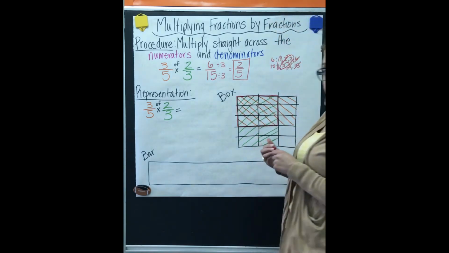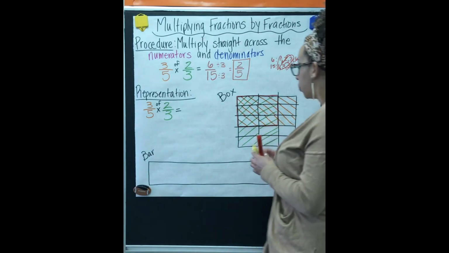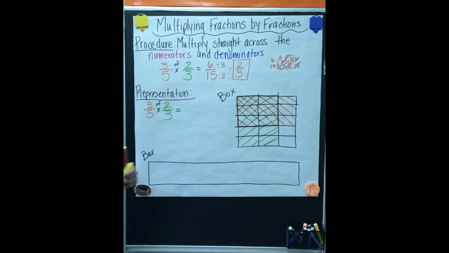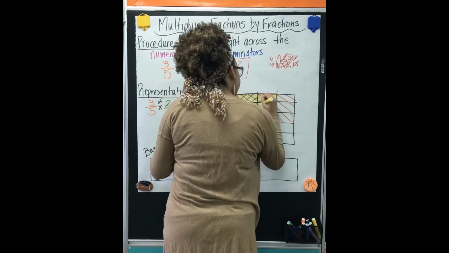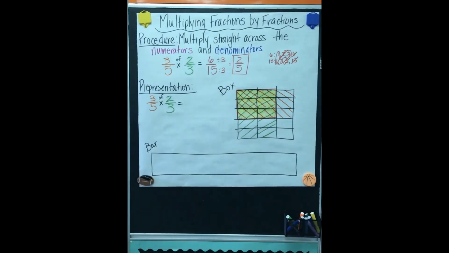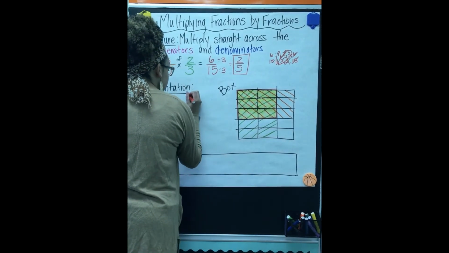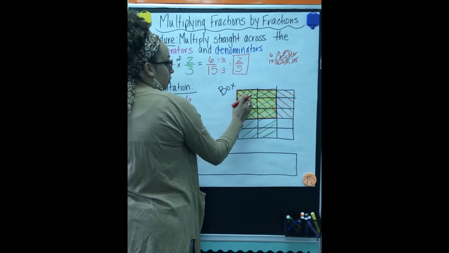Do we agree with that? How many pieces is that? And this is where we're gonna need our highlighter. We're gonna now shade that in. And if we notice, it is 1, 2, 3, 4, 5, 6. 6 pieces out of how many?